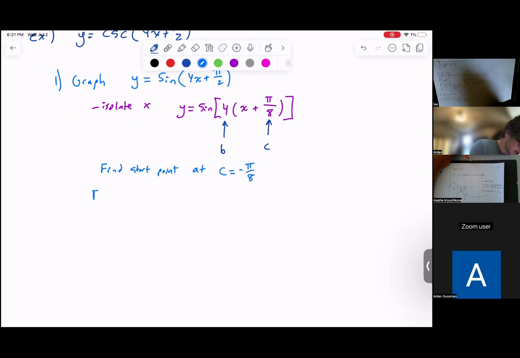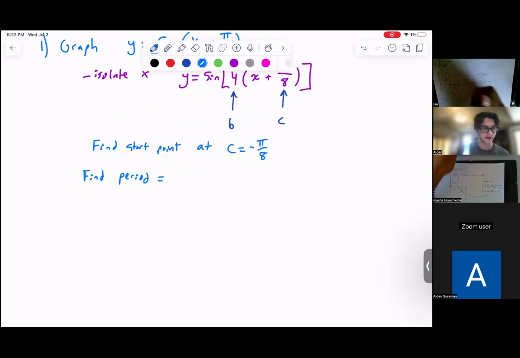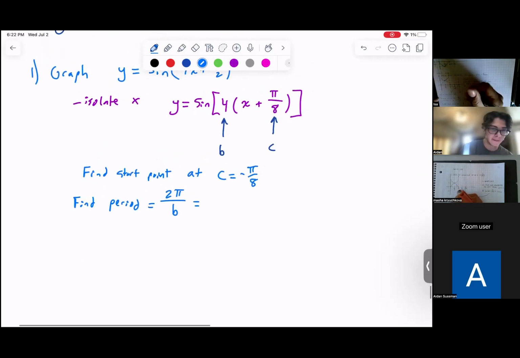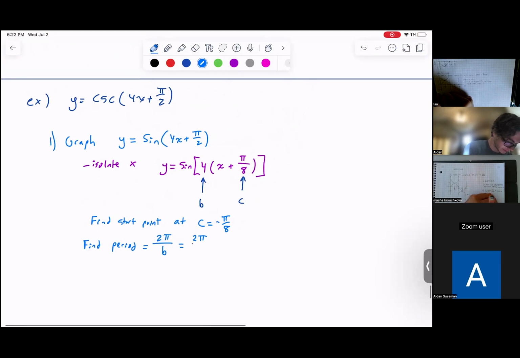And then we need to find our period. And what is our period equal to? Helena, how do I find the period for sine? Do we have to do 2 pi divided by b? And what would that be here? Is that a 4? Oh, is it pi over 2? Yeah, 2 pi over 4, or that's just pi over 2.